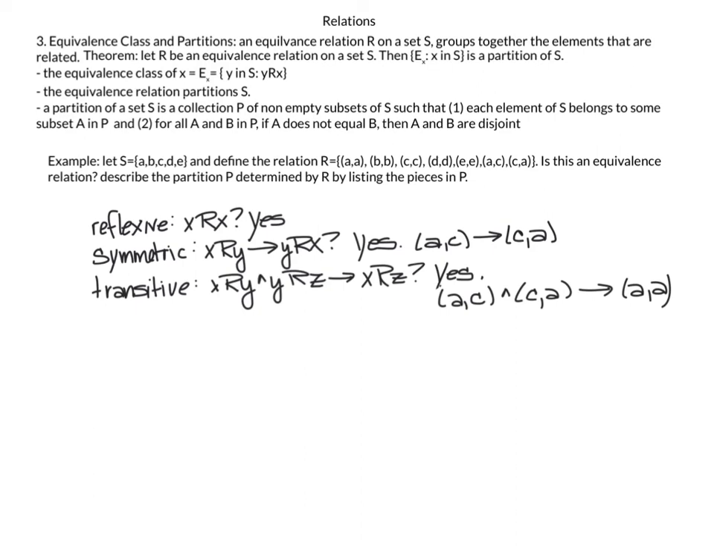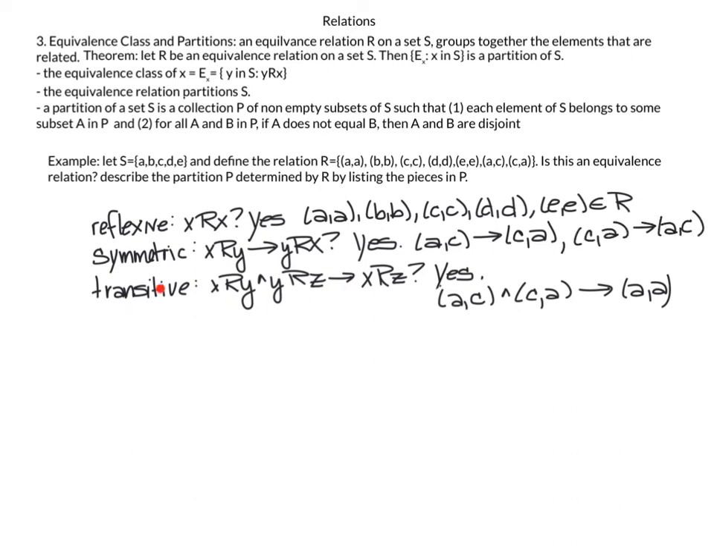First we'll show that this relation is an equivalence relation. First, it is reflexive. Is every X related to itself? The answer is yes, because we have (A,A), (B,B), (C,C), (D,D), and (E,E). Those are all the elements of S, and they are all in our relation. Next, is it symmetric? When we have X related to Y, is Y related to X? Yes, because we have (A,C) and that's related to (C,A). And technically, when we have (C,A), we also have (A,C).